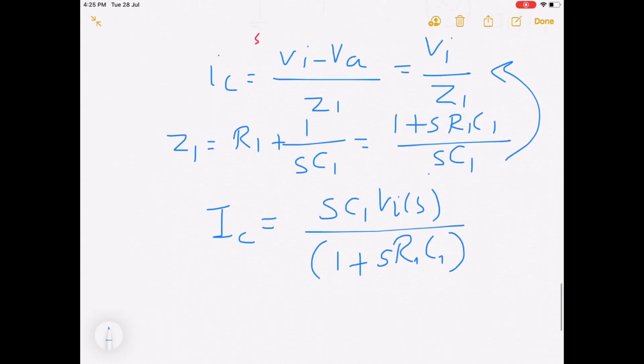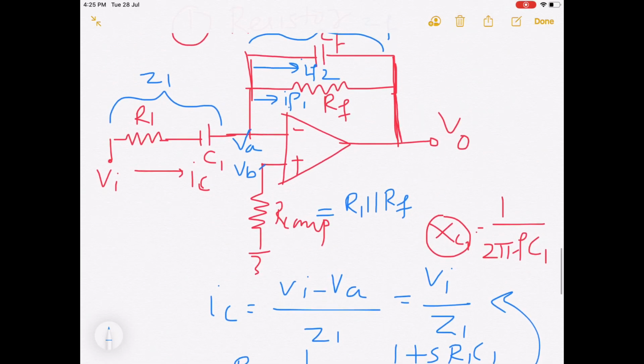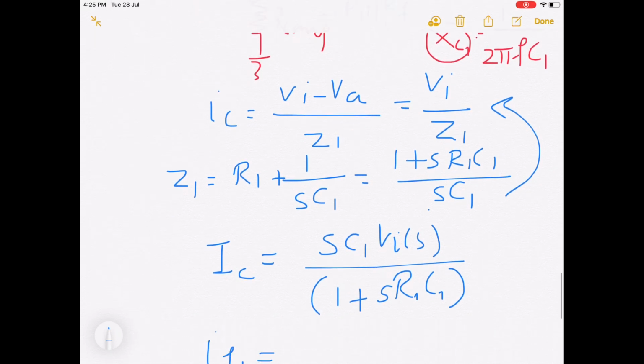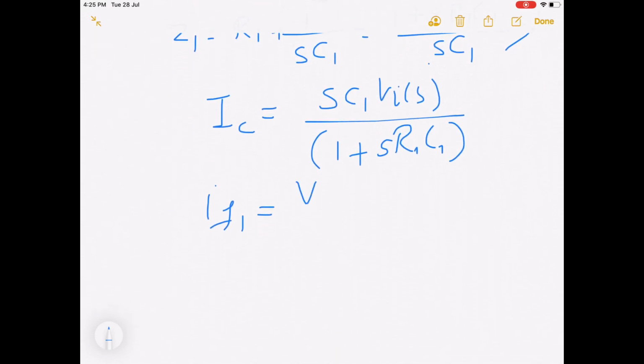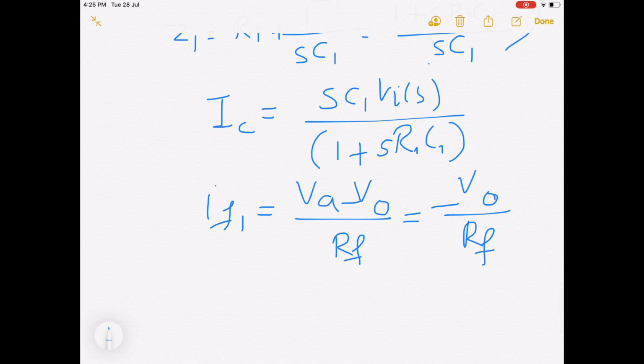The current IF1 flowing through RF is given by (VA minus VO) divided by RF. Look at the diagram and check whether it is right or not. VA minus VO by RF. VA is 0, so it becomes minus VO divided by RF. Now take the Laplace transform, you will get IF1 equal to VO(S) divided by RF.